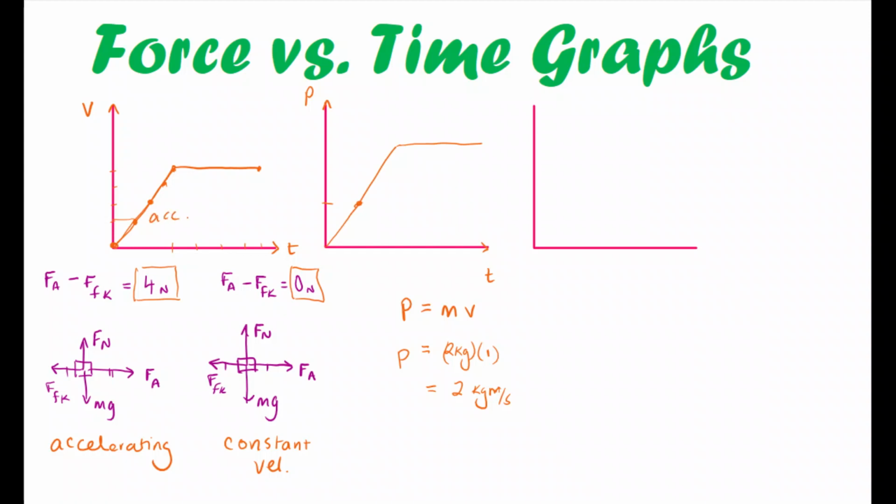Because just like we said before, in this portion it's accelerating, and in this portion it's at a constant velocity. That would match this, right? Here the momentum is increasing, and here the momentum is constant, because whatever the velocity is, that's what the momentum is in the situations we deal with where the mass isn't changing.